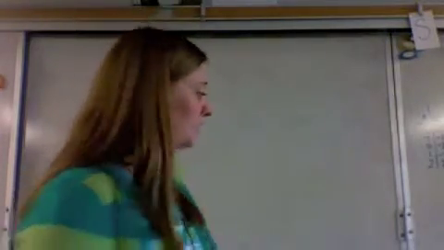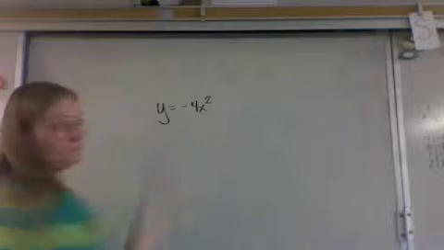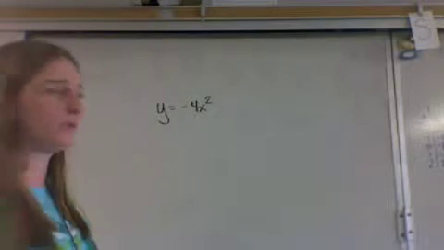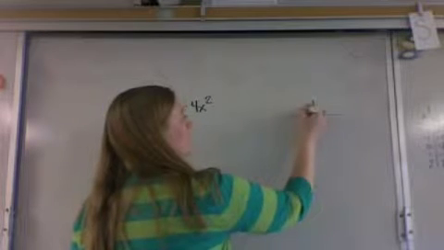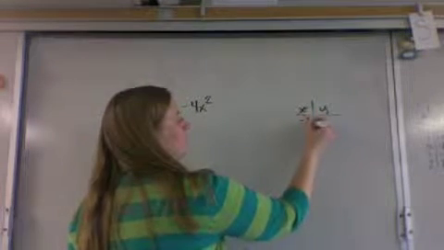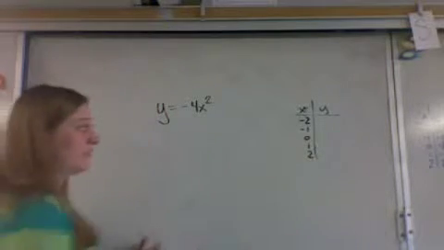So let me give you an example of one of the types of things you can expect. The first one looks kind of like this. Okay, y equals negative 4x squared. All you have to do is make a t-chart, x, y, and use negative 2, negative 1, 0, 1, and 2 as your numbers. And then figure out your y values.